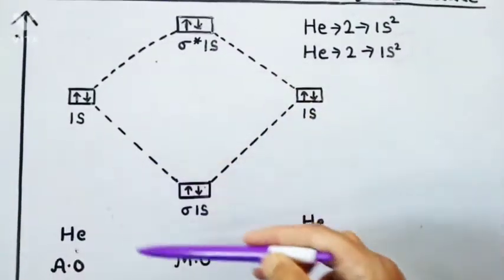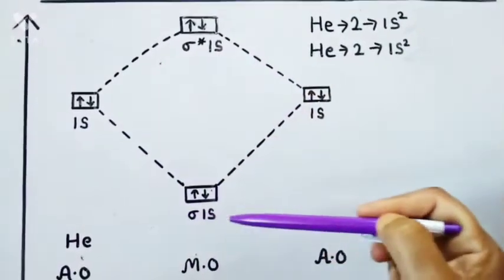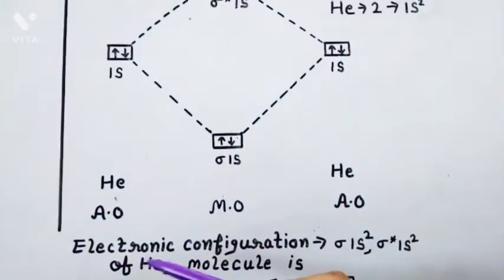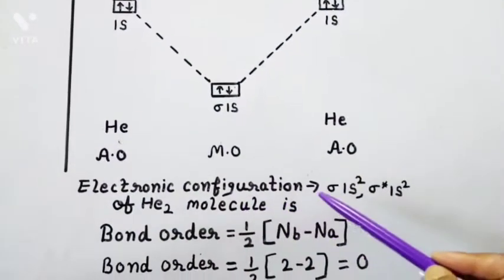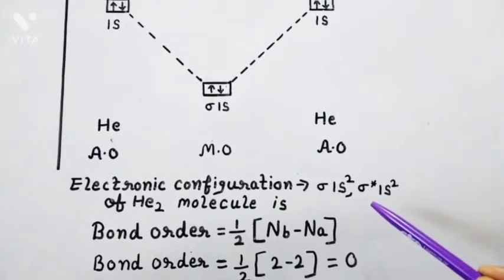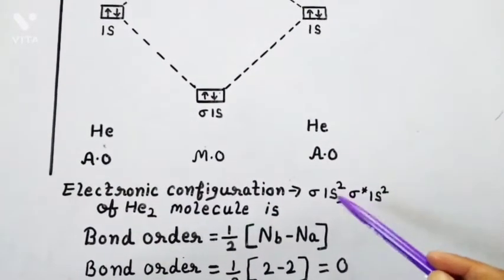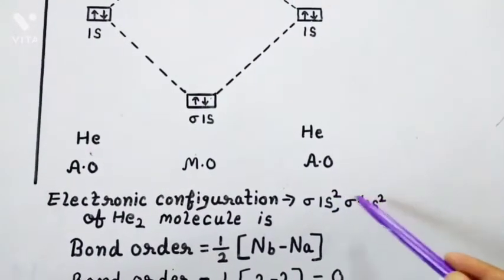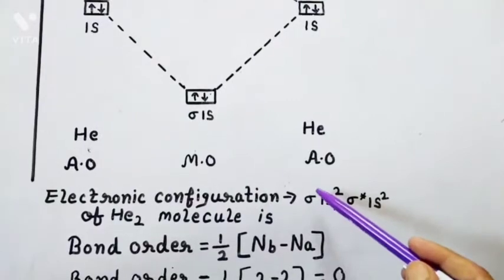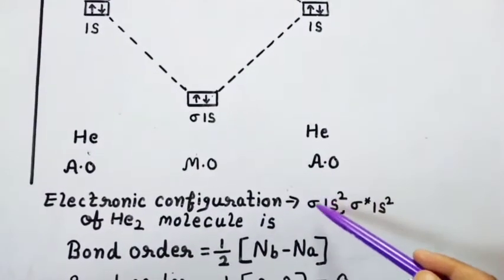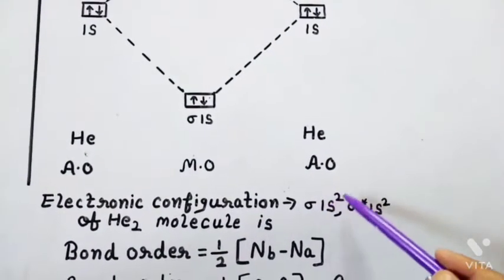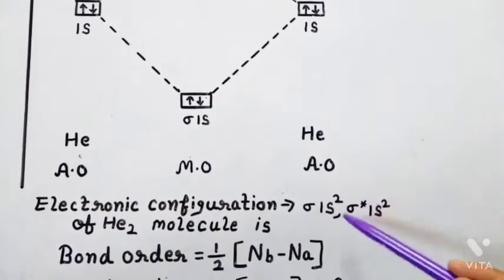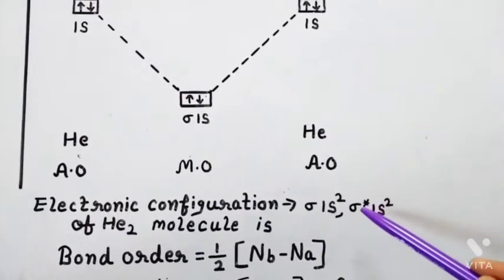So this is the diagram, and this is how electrons are filling in these molecular orbitals. The electronic configuration of the helium molecule is sigma 1s2 and sigma star 1s2. So the total number of electrons is 4. Here is 2 and here is 2. In this molecular orbital, the star sign is not present, so it is a bonding orbital, and here the sign of star is present, so it is an anti-bonding molecular orbital.